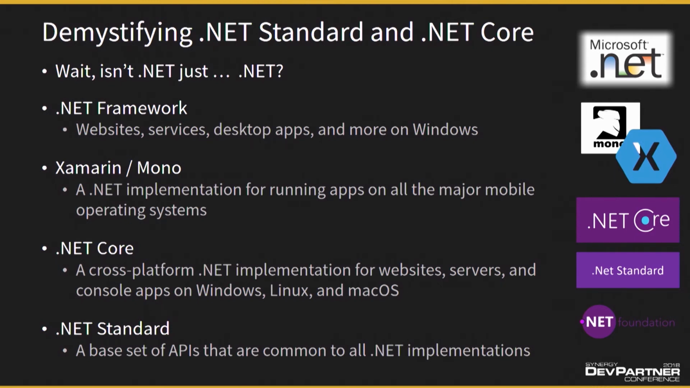Today we have .NET Core, which is kind of a cross-platform implementation for websites, servers, console apps, Windows, Linux, Mac OS, so it has some platform independence in there. And we'll talk a lot more about this in the future. And then there's the .NET Standard word. Well, what does that mean? .NET Standard is a base set of APIs that are common to all .NET environments.